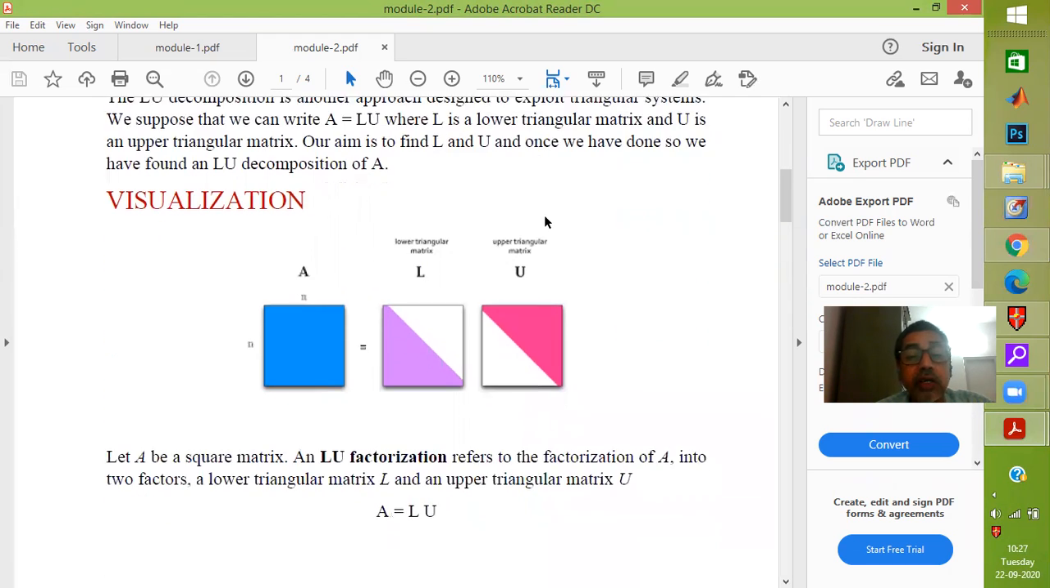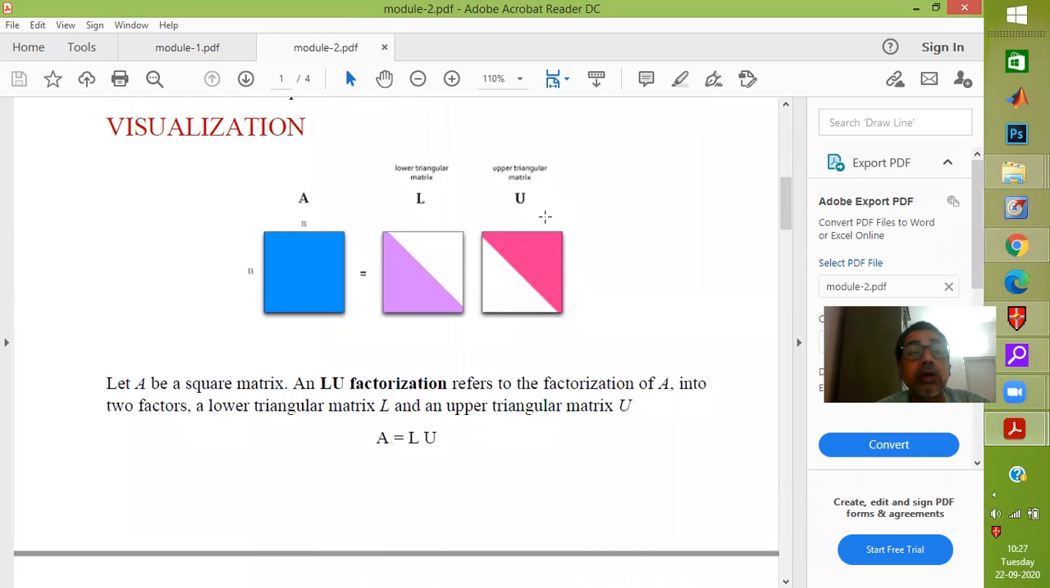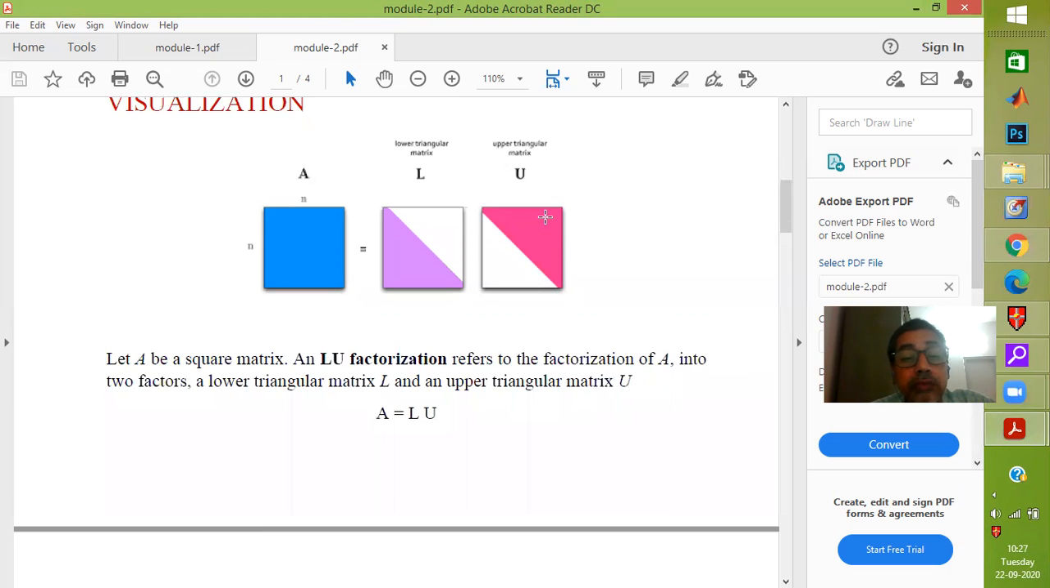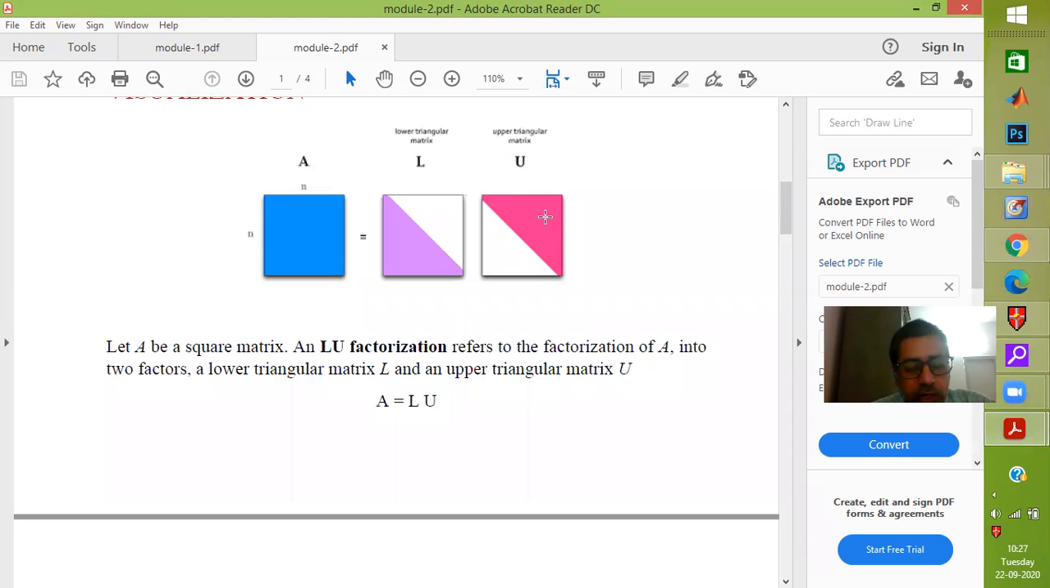Now this is a graphical visualization of the LU decomposition method. A is basically the input matrix or the coefficient matrix, and L is that lower triangular matrix and U is the upper triangular matrix. I hope all of you are aware of the basic L and U matrices. Now, what is very important is A should be a square matrix, and then you can have an LU decomposition.